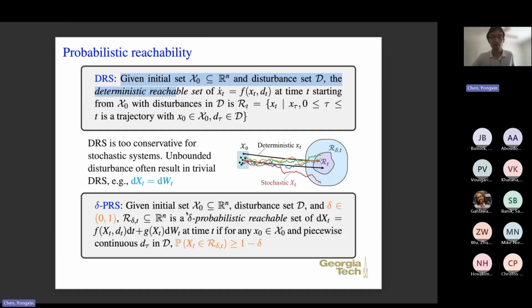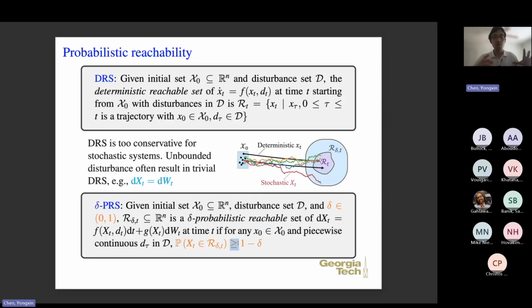And this is a very popular notion of reachable set for stochastic systems, which is called the delta probabilistic reachable set. The definition is more or less the same. You have some initial set, and you have the deterministic disturbance set. The difference is you have some delta, which you can view as a confidence level. Then the delta probabilistic reachable set at time instant t is basically the set so that the state can reach in the set with probability greater than 1 minus delta.